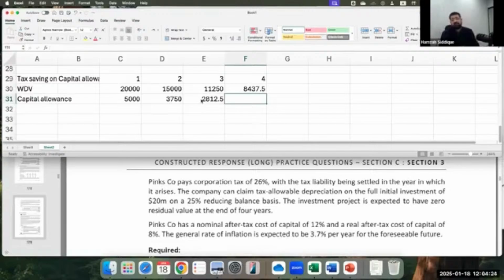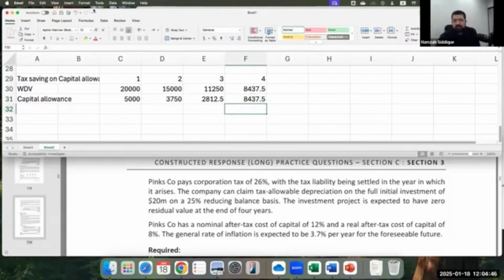Now, the last year: written down value, zero scrap value. Zero. So actually this minus scrap value, whatever it is, here you go.